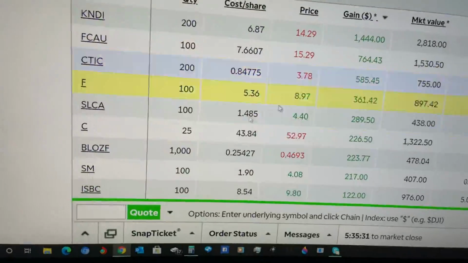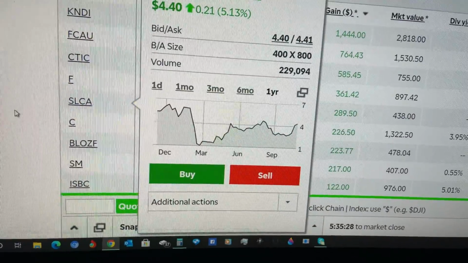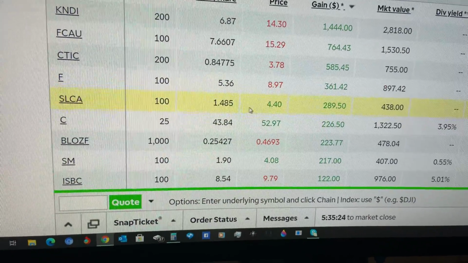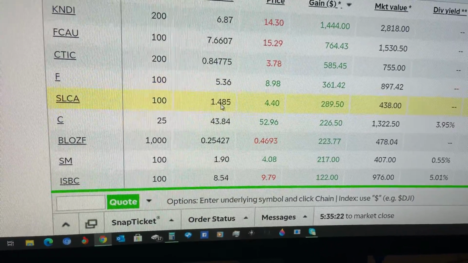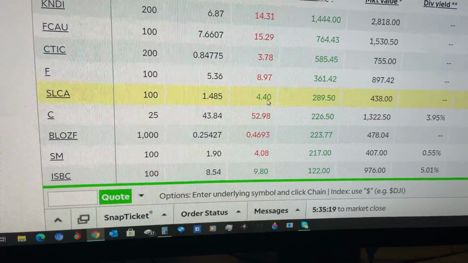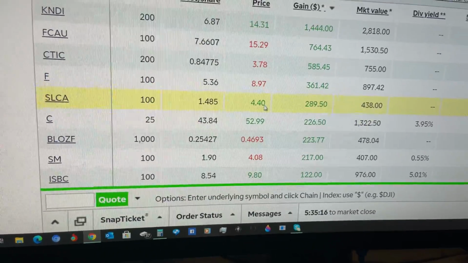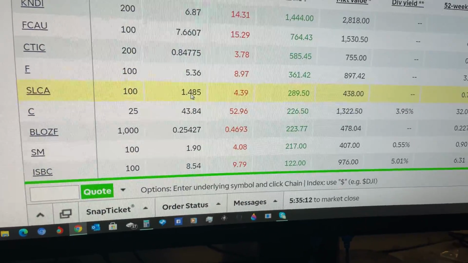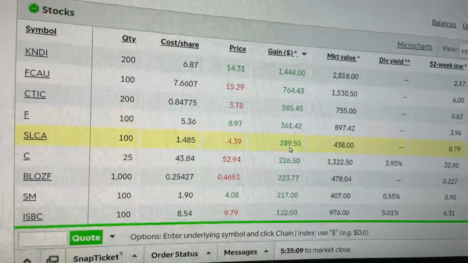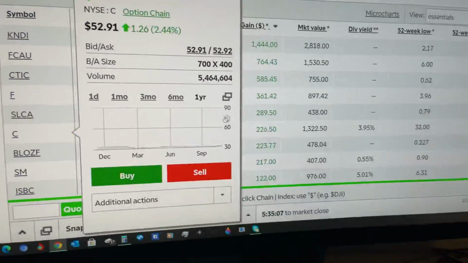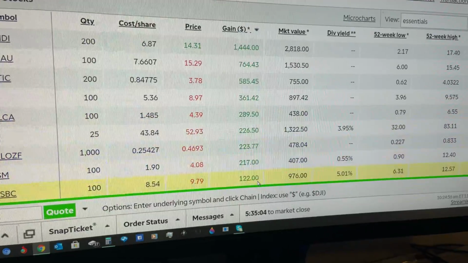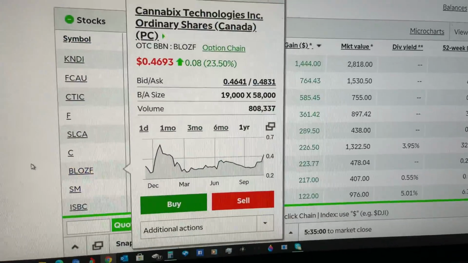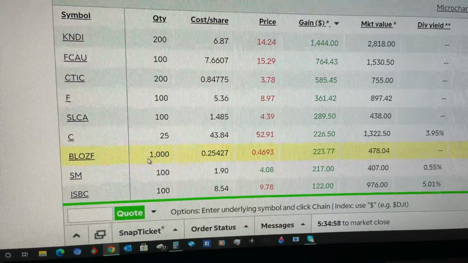Silica. I bought in Silica Holdings. I bought 100 shares. $1.48 is what I paid. I'm up. $4.40 is the price right now. So for every $1.48 I paid per share times 100, I am up $289. This green basically right here represents the profit that you made. That's what it represents.